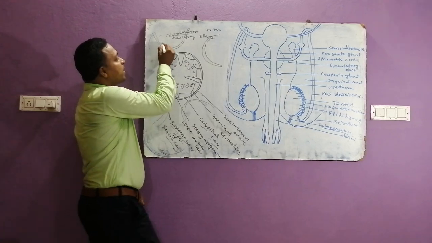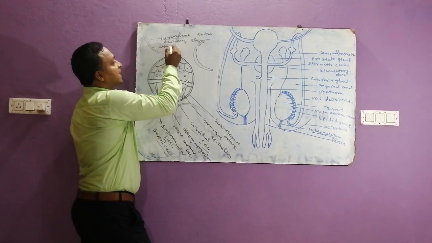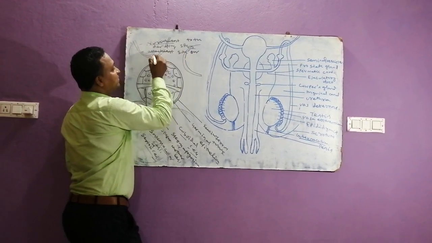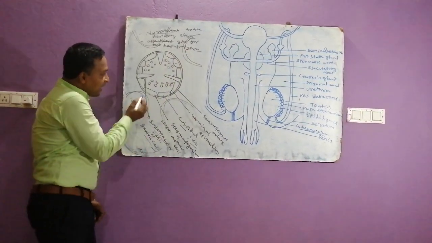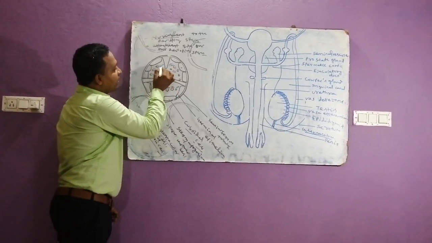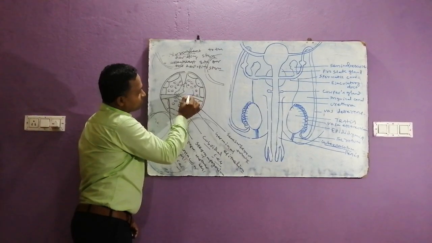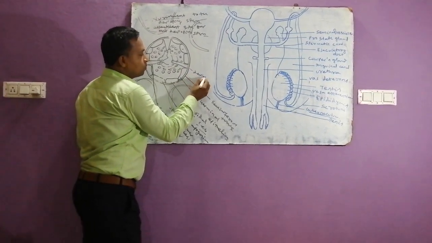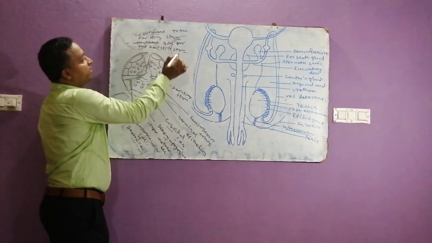If we take the next one, this Sertoli cell basically provides an attachment site for the developing sperm. It provides the attachment site, that is, this is a sperm, which is basically attached to which cell? Sertoli cell. Yes. Okay, this is a developing sperm. It provides the attachment site for the developing sperm.